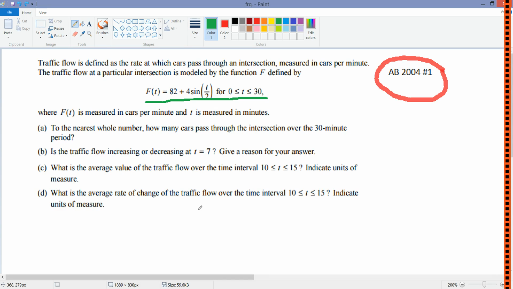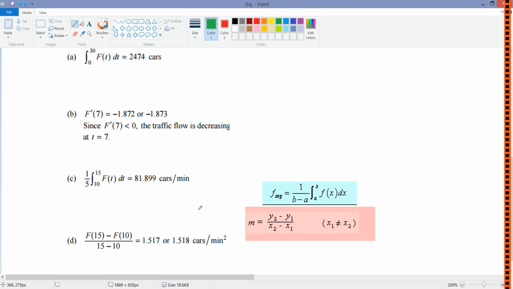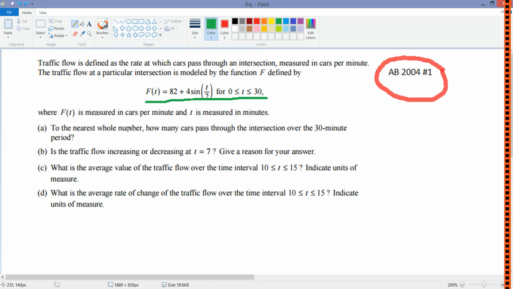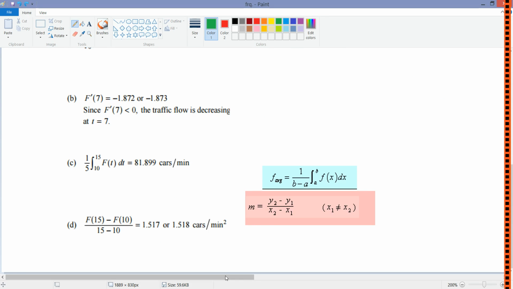Now that is the average rate of change of the traffic flow during the interval. And don't forget the units of measure, which is cars per minute squared, because the original units of measure were cars per minute, but now it's cars per minute squared because you're taking the derivative or the rate of change.